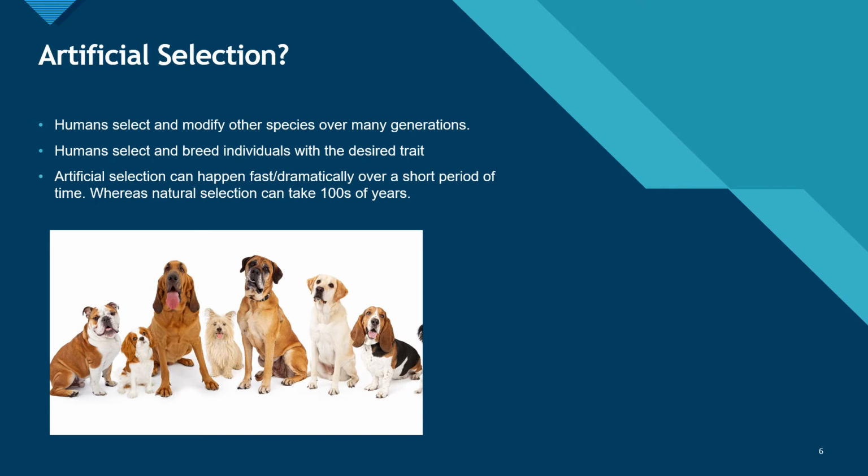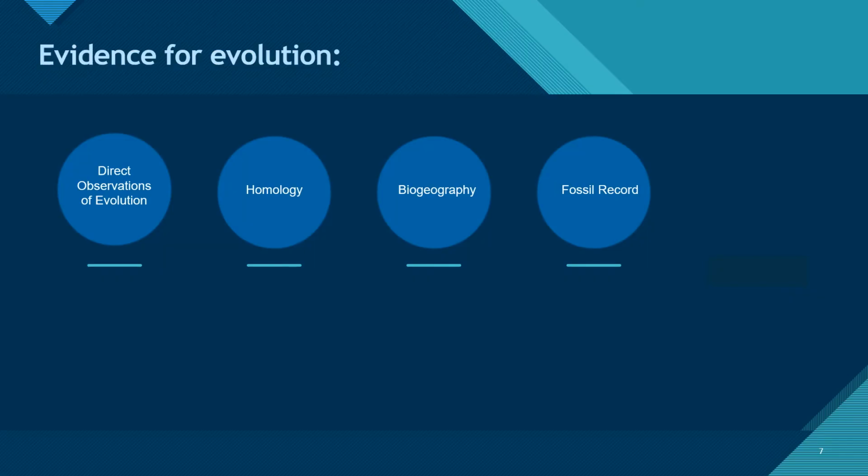So if you think of things like dogs, dog breeders breed different dogs, because there's things like purebred, and then people consider it to be like a mutt if it's mixed breed. And then artificial selection happens fast or dramatically over a short period of time, whereas natural selection can take over hundreds of years. So these are the main things that we're going to be taking a look at in this unit.